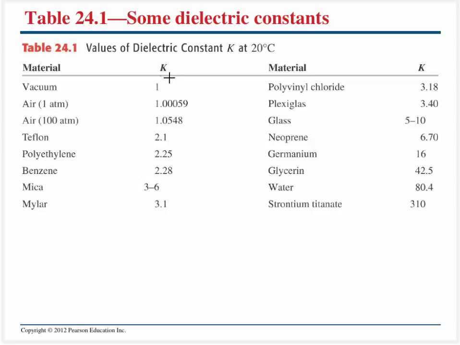Here is just a table of some dielectric constants. You can see if K is equal to 1, that's just going to be a vacuum. There's going to be no change in capacitance, no change in energy storage. Here we have air, very similar to a vacuum. Teflon is going to double it. Mylar is going to triple the capacitance, and so on and so forth, just looking at different materials.